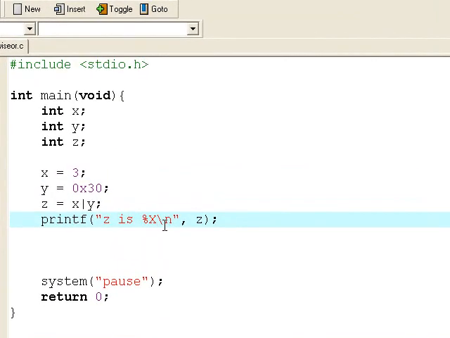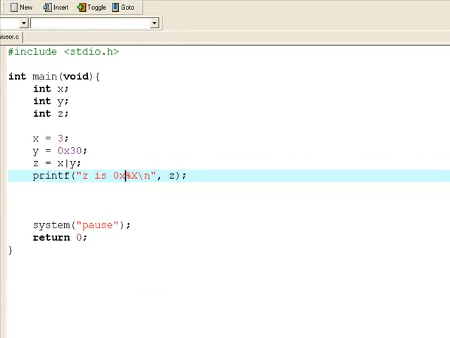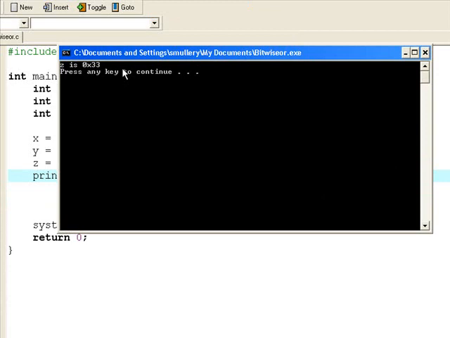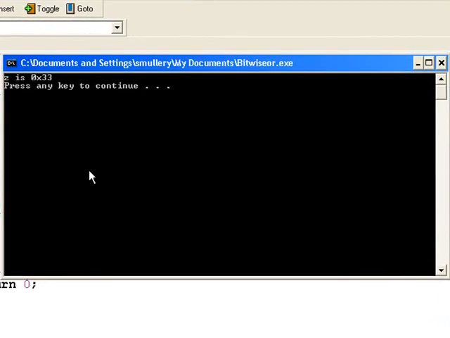So I should probably write 0x in front of this, just to be clear that what's actually coming out there is coming out in hex. So there we see our answers there, 0x33. So again, something that you'll be using throughout embedded systems and embedded programming is the Bitwise OR.